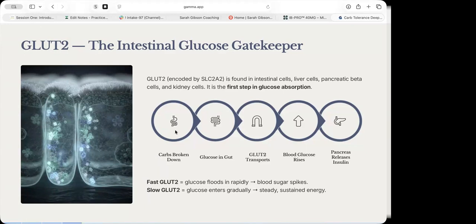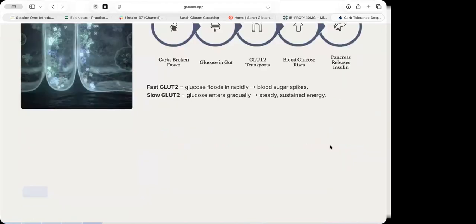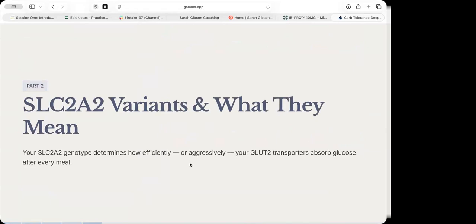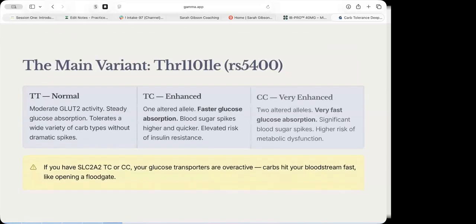Essentially, basically, we just talked about this a minute ago. Carbs are broken down after we take them into our system that sends glucose into the gut. A transporter is needed to pull that glucose out of the GI and into the blood. And glucose levels begin to rise in the bloodstream, and that begins the process of signaling to the pancreas to release insulin. And the process begins of us being able to pull glucose into the cells. So your SLC2A2 variant is helpful in understanding how aggressively or how efficiently your system transports and absorbs glucose after every meal.